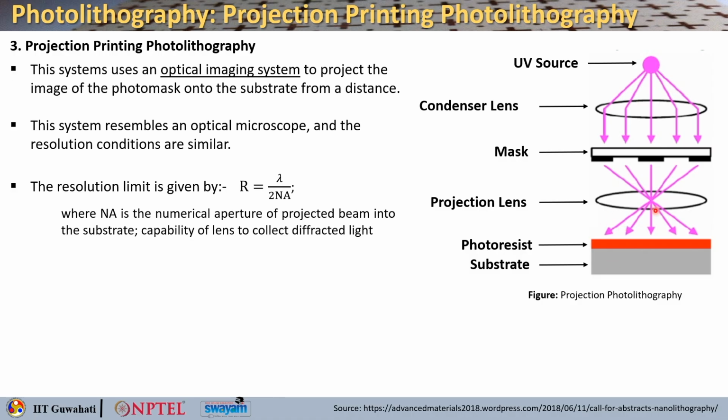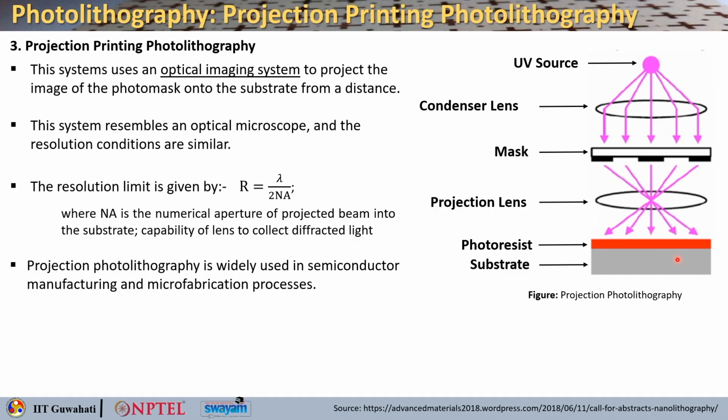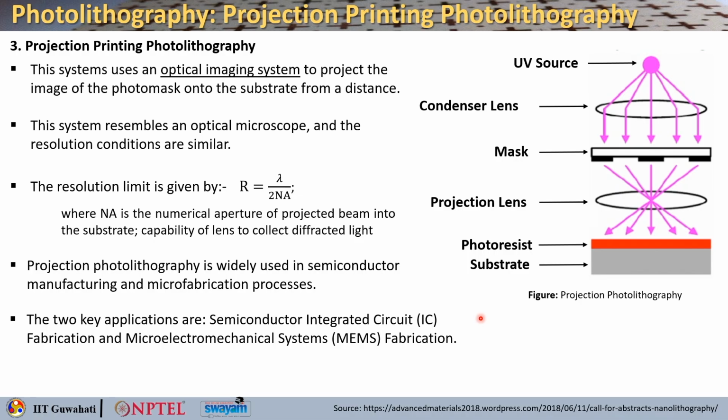Here the resolution limit is given by r equals lambda divided by 2 NA. NA is the numerical aperture of the projected beam into the substrate. That tells you about the capability of the lens to collect the diffracted light. Projection lithography is widely used in semiconductor manufacturing and microfabrication processes.